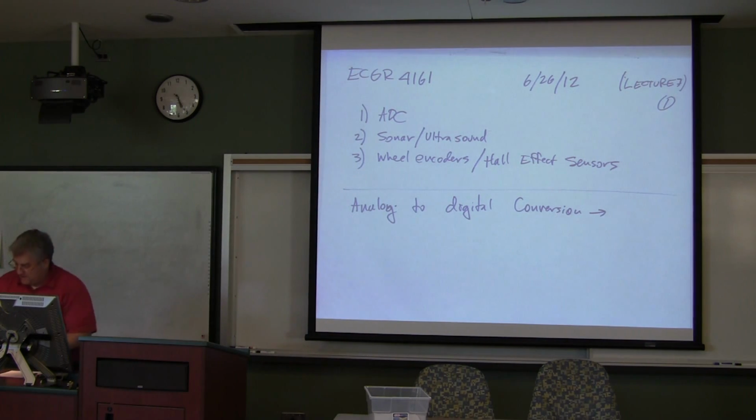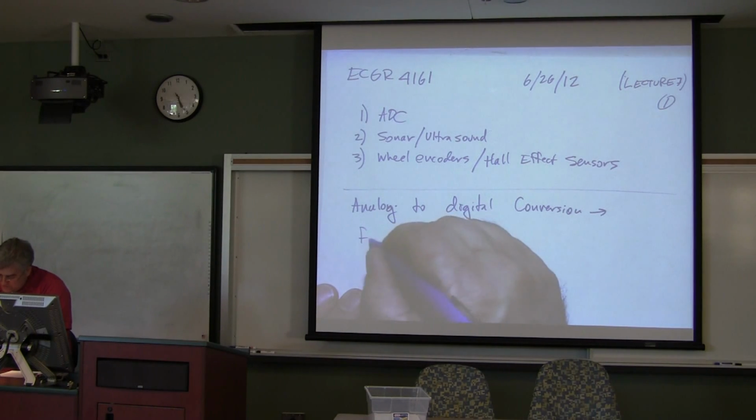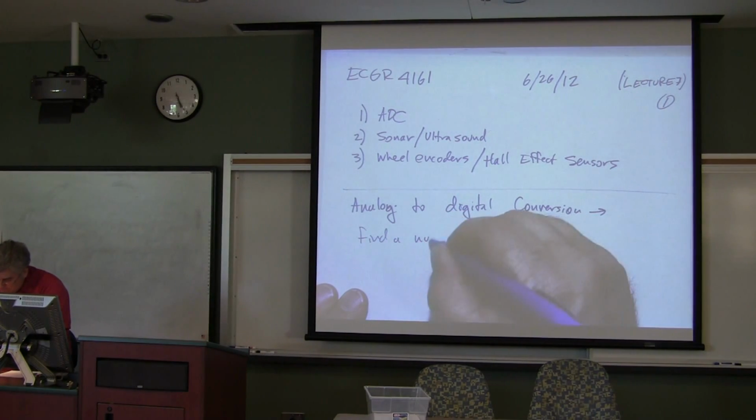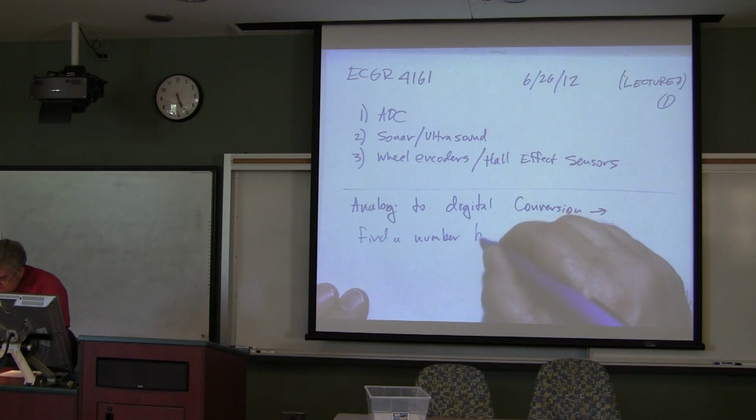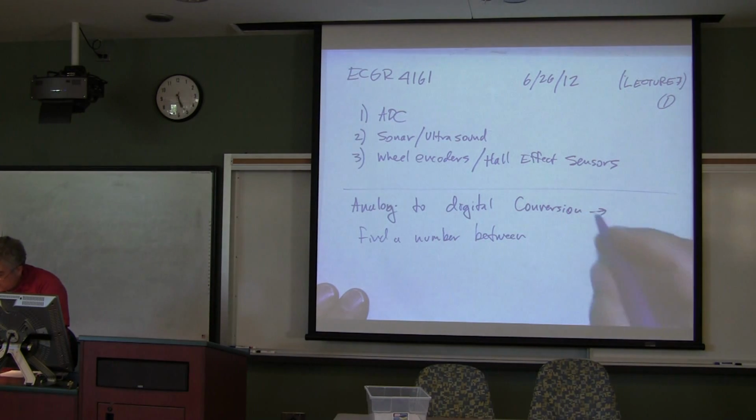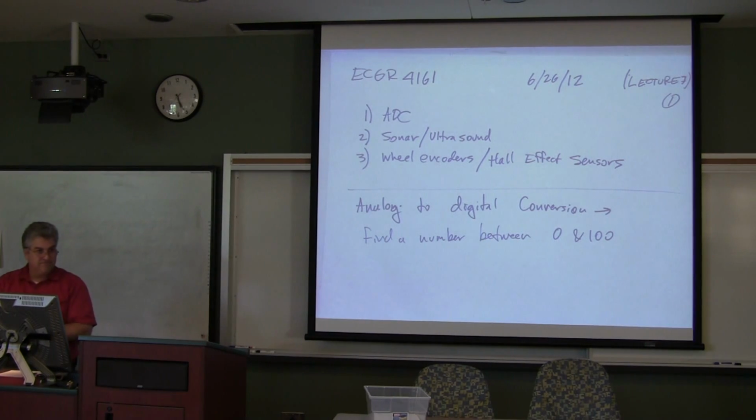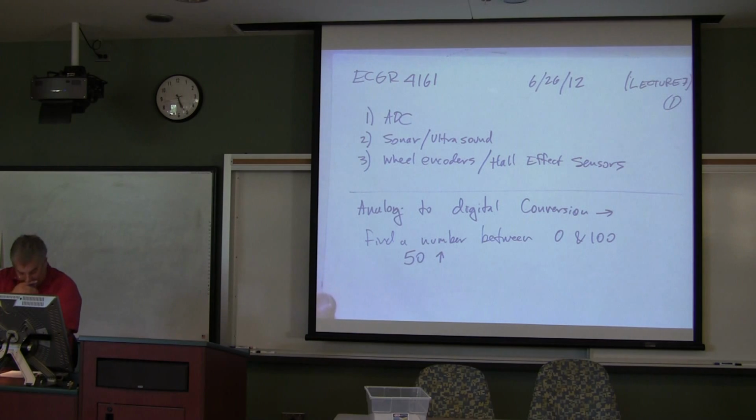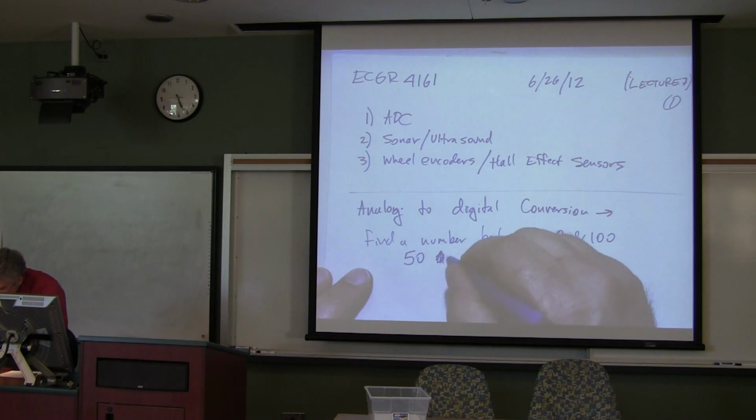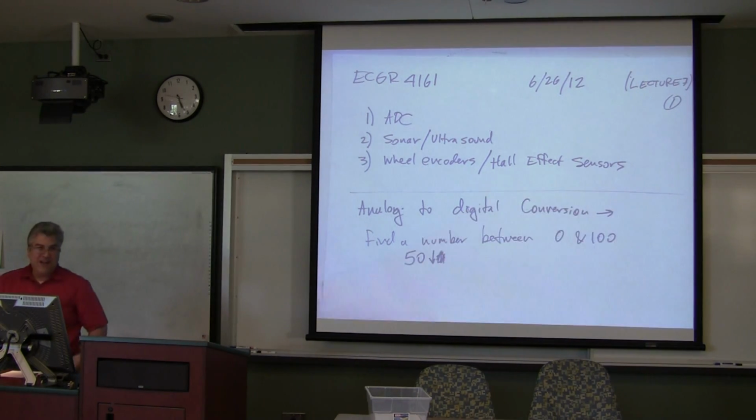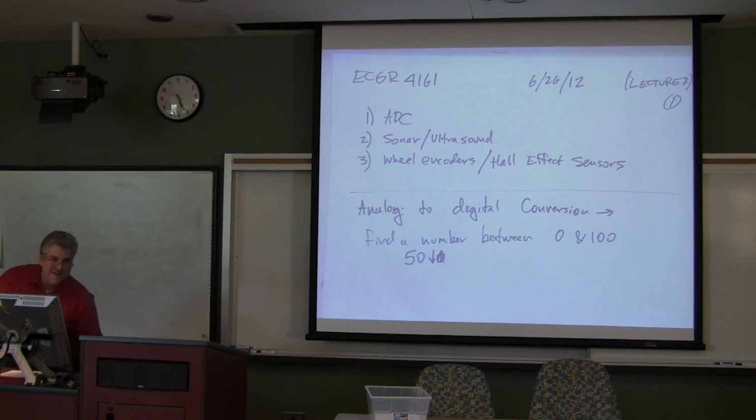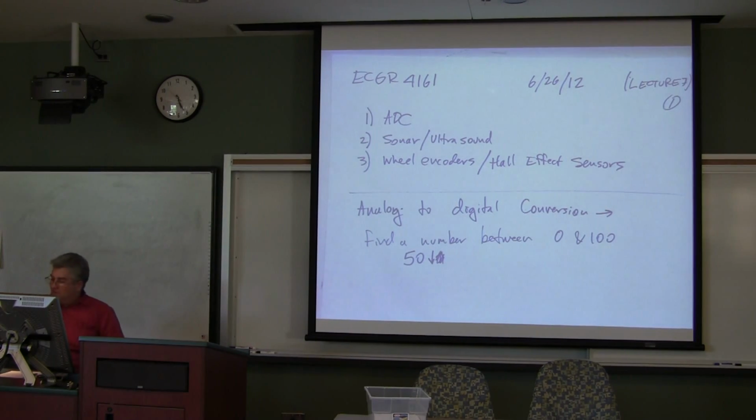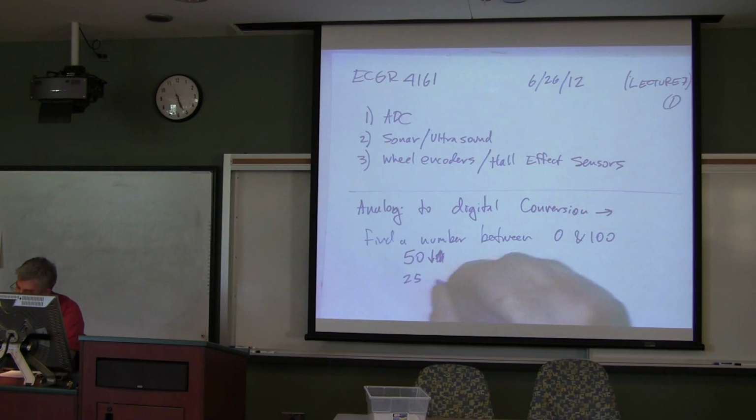So, again, find the number between 0 and 100. Give me your first guess. 50. This kid's smart. It's lower. You might want to write your number down. All right, go ahead. 25. It is higher.